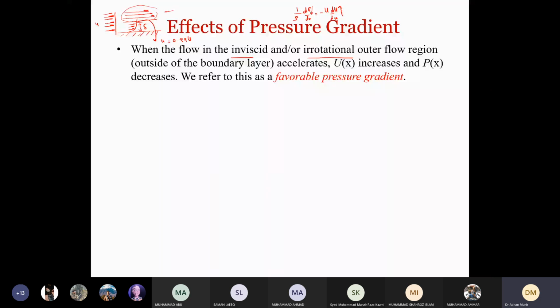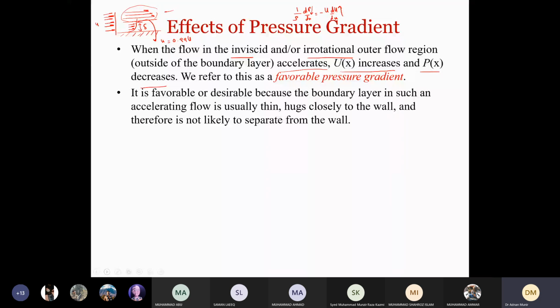The viscous force will be dominant on the surface of the flat plate or any structure for that matter, right? So in the area of flow acceleration, u_x increases and p_x decreases. This is referred to as favorable pressure gradient. It is favorable or desirable because the boundary layer in such an accelerating flow is usually thin, hugs closely to the wall, and therefore is not likely to separate from the wall.